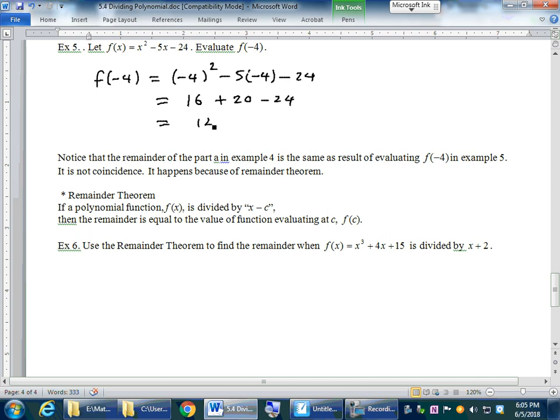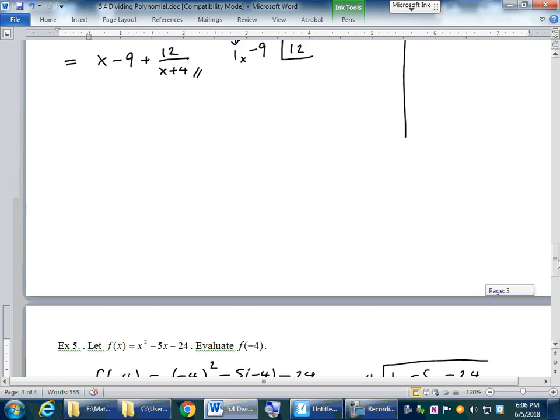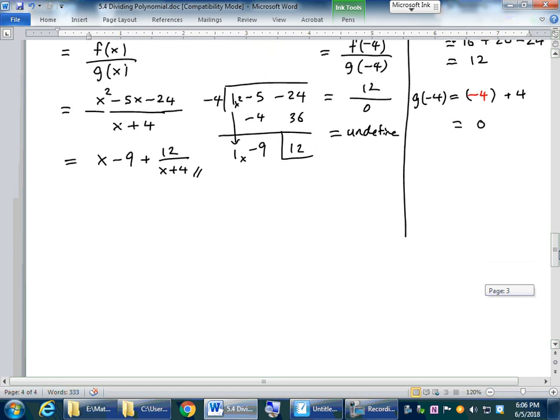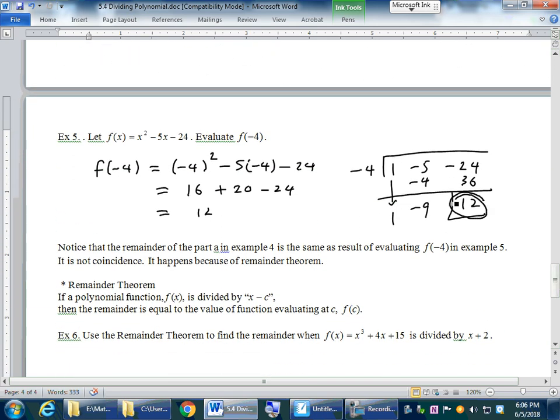as a divisor. So that means if I'm dividing, take a look at this. If I divide this function, 1, negative 5, negative 24, by my input negative 4 in the remainder theorem. So this brings down 1. Negative 4 times 1 is negative 4. So this gives me what? Negative 9. And that will be 36. And when you add it up, it will be 12, which we did already before, right here in example 4a. So what we get is this remainder right here is the same thing as evaluating the function at negative 4.